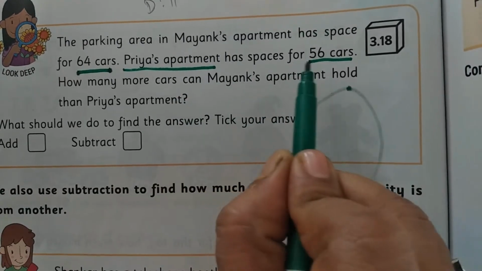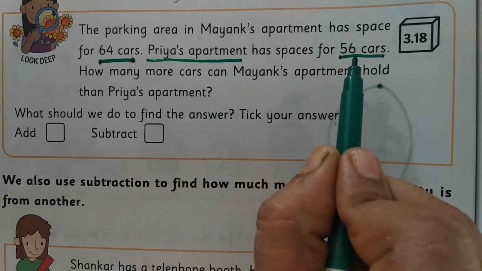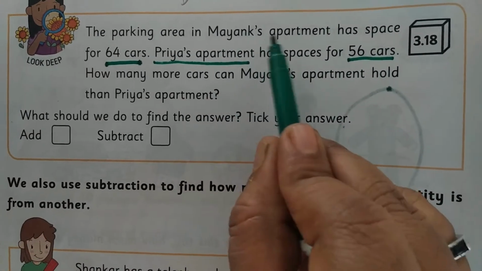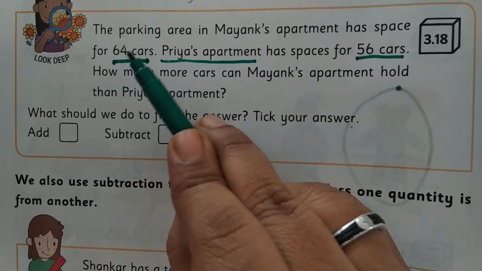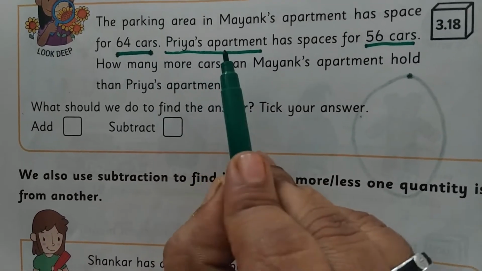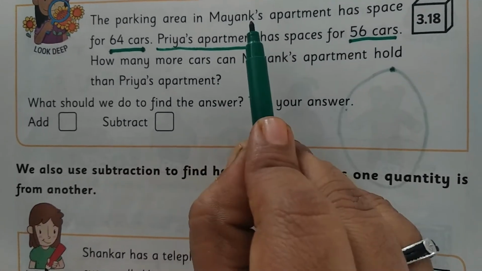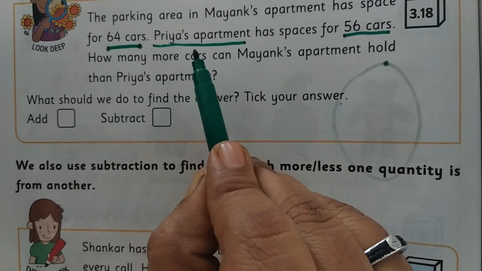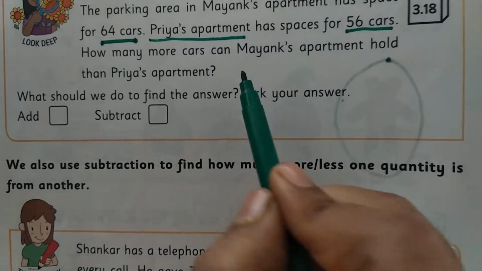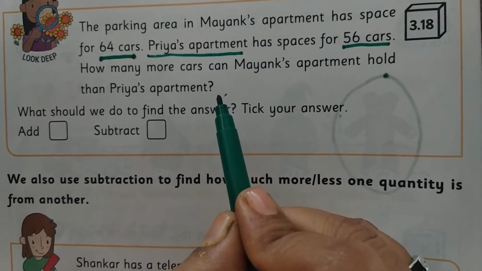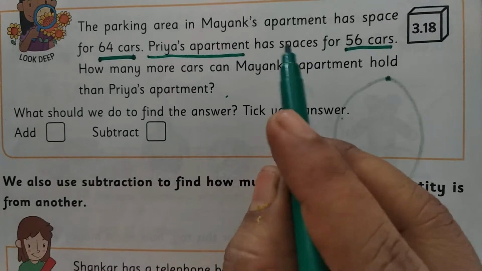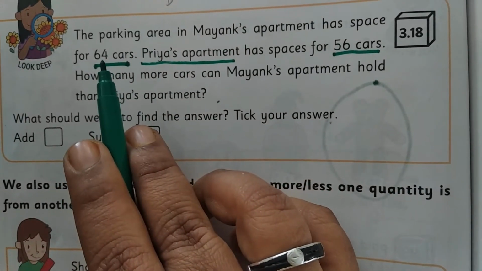In Priya's apartment, only 56 cars you can park. But in Mayank's apartment, how many cars totally? 64 cars. When you compare to Priya's apartment, how many more cars can you park in Mayank's? So that means you want to do the subtraction or addition? Yes, very good. Subtraction. So you want to do the subtraction.